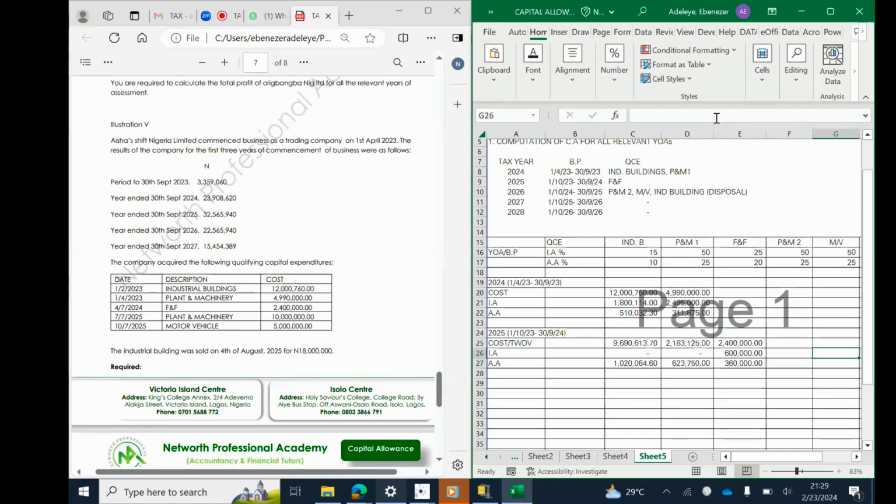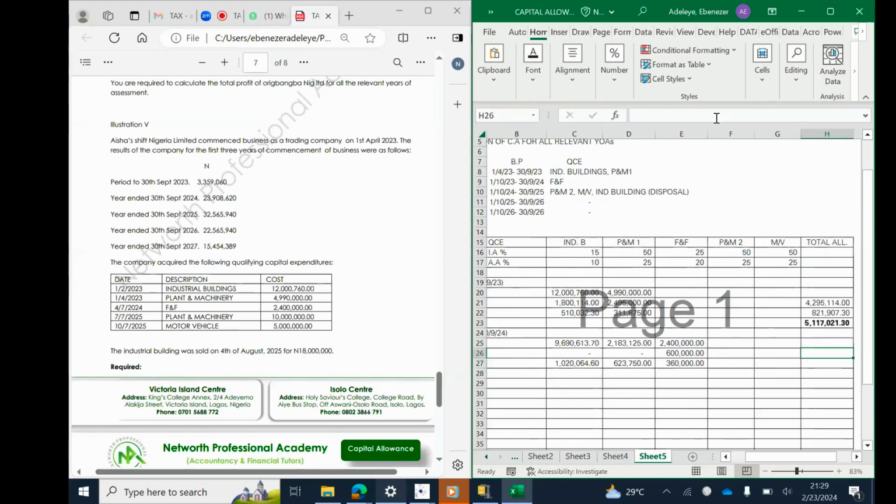So let us compute our initial allowance, our total allowance rather. Our total allowance here is this. Then we have to get our total allowance for the entire year, which is the summation of all our initial allowance and all of our annual allowance. We have this. Any other question, please?